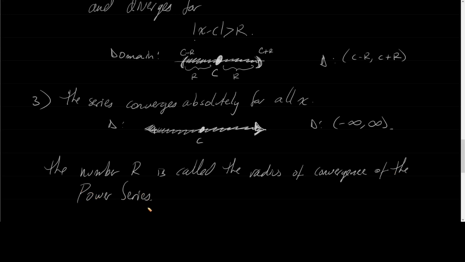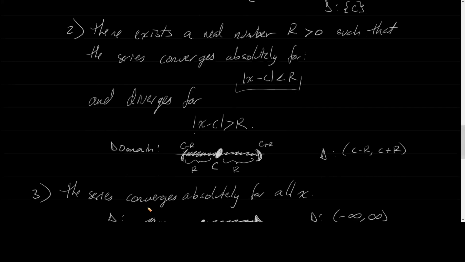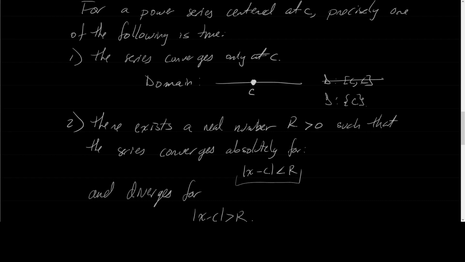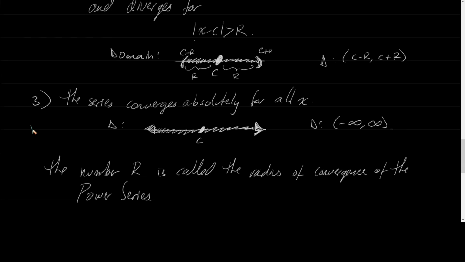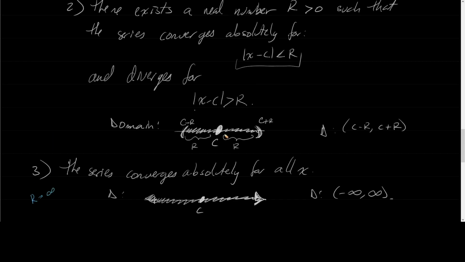All right. Now, I want to casually mention something here. Now that we spoke about the radius, in this first scenario, the radius would be equal to 0. In this third scenario, the radius would be equal to infinity. And the second scenario is really the one where we have an actual defined radius of more than just 0 or infinity.